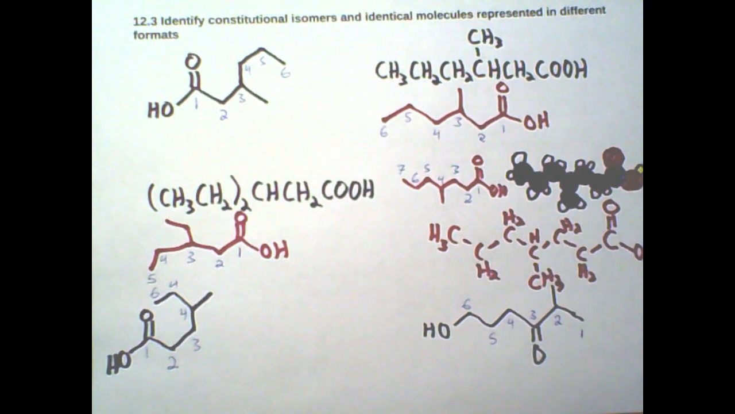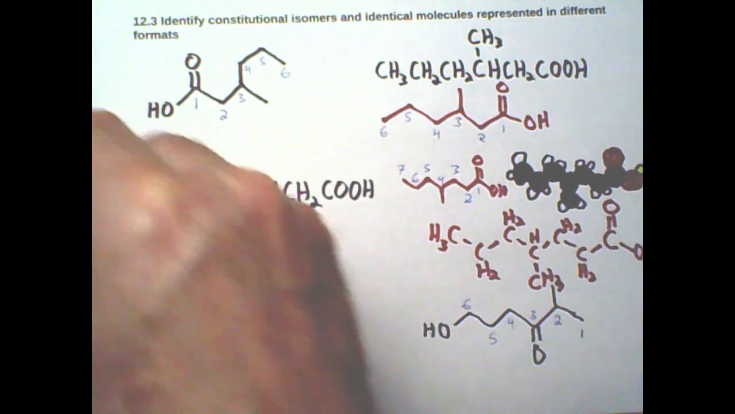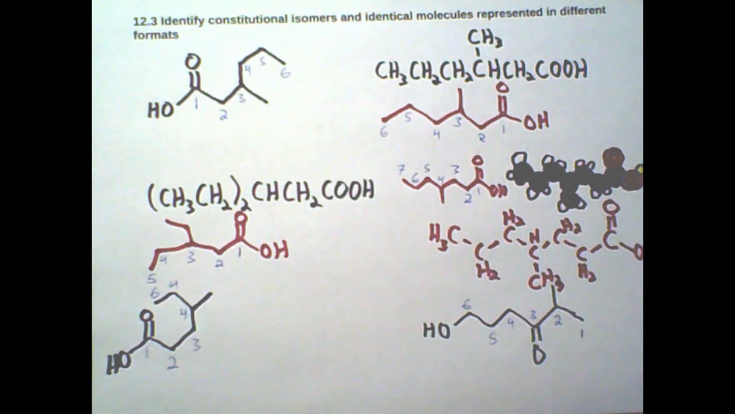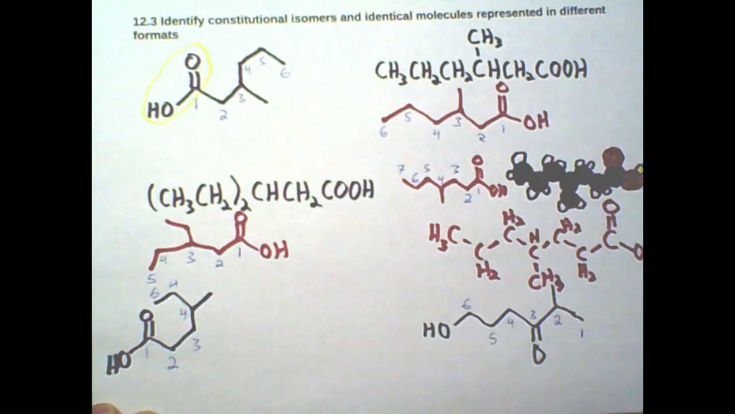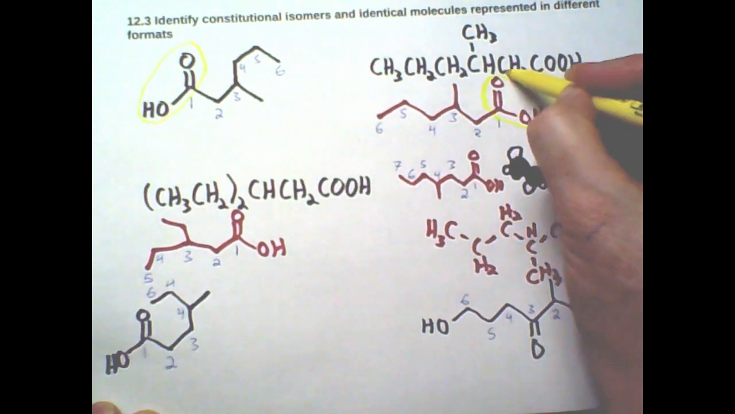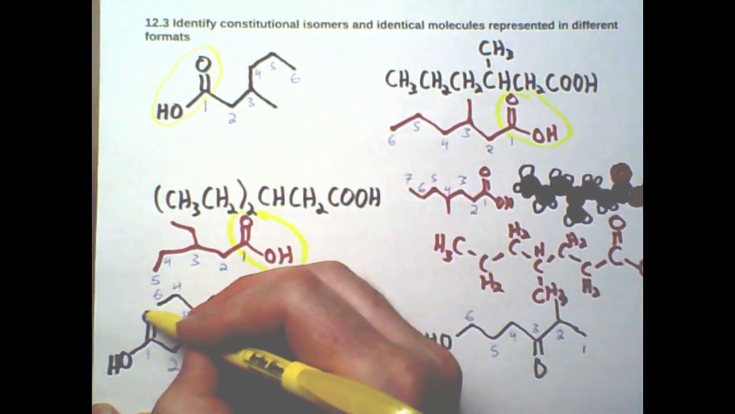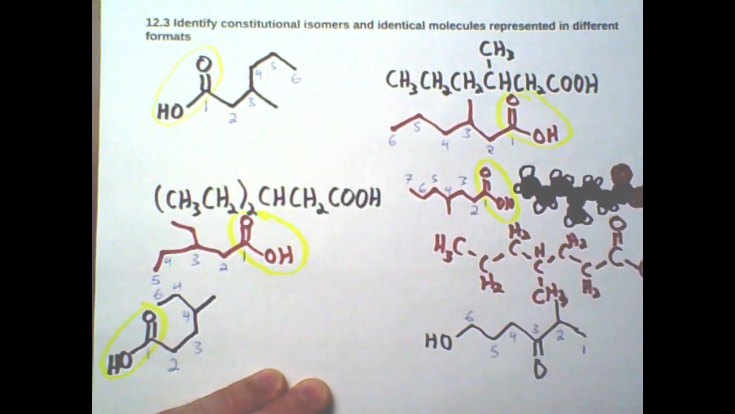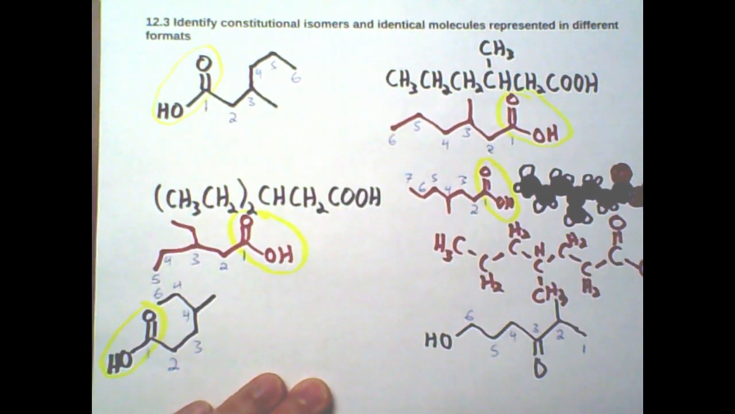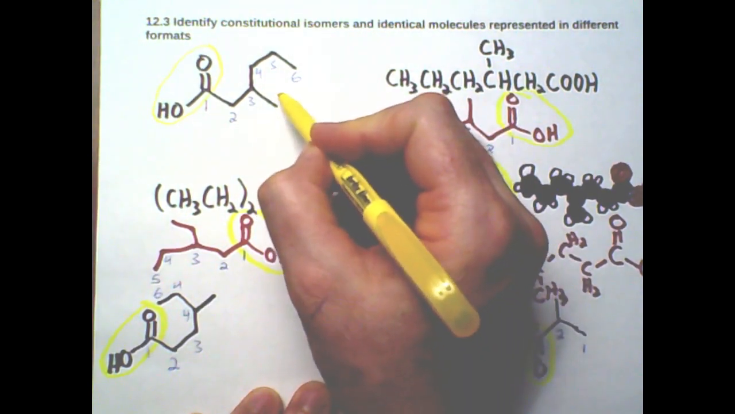Now that I've got the numbering, I can identify functional groups and what their numbers are. I've got a carboxylic acid there. Carboxylic acid. So those 5 molecules all have carboxylic acids. This one instead has an alcohol and a ketone. I can also identify side chains. This is not on my main chain.